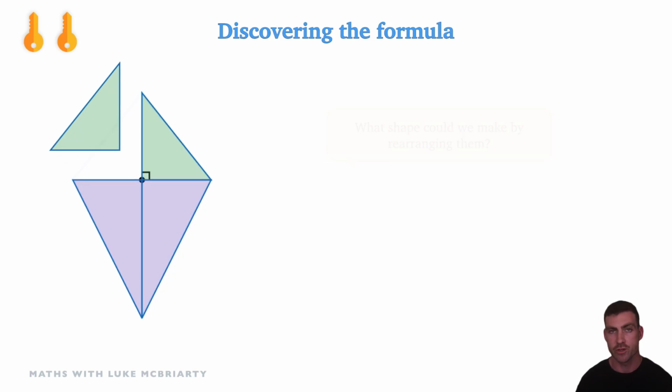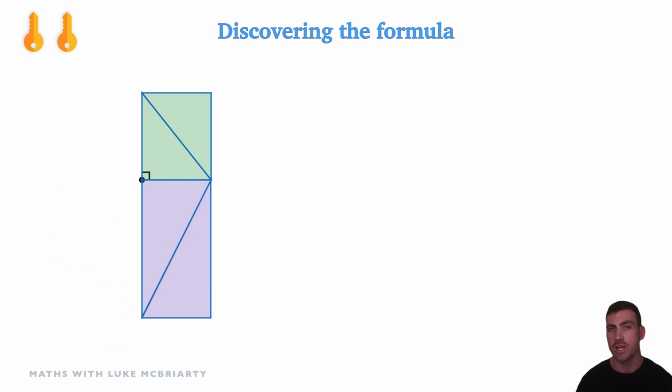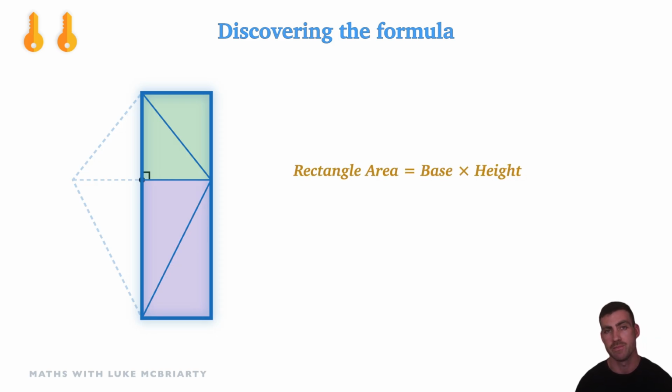Imagine cutting off this triangle, rotate it and slide it across here. Now the same with the second triangle. What new shape have we created? A rectangle. We haven't changed the area, only rearranged the pieces. That means the kite has the same area as this rectangle. And we already know how to find the area of a rectangle, base times height.